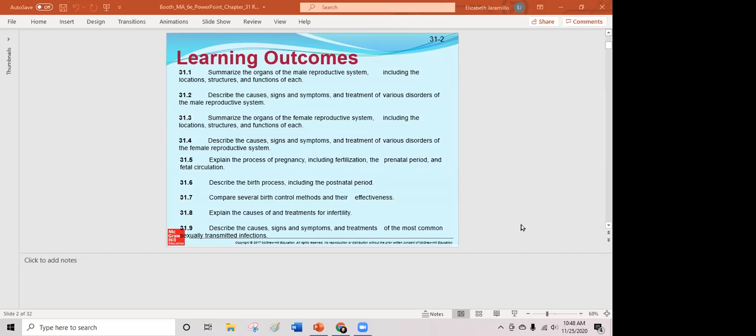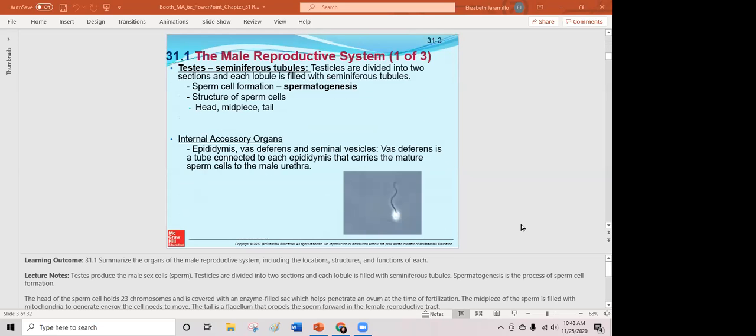That would be interesting. Explain the causes and treatments for infertility. Okay, and we should be able to describe the causes, signs, and symptoms and treatments of the most common sexually transmitted infections. A lot of our patient education and that sort of thing is going to come from sexually transmitted infections.